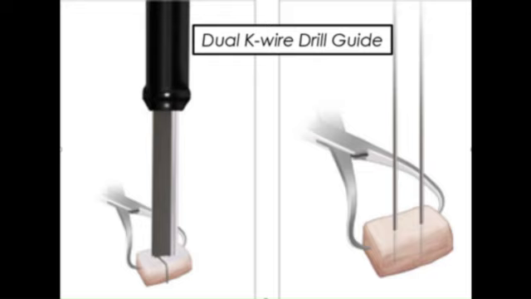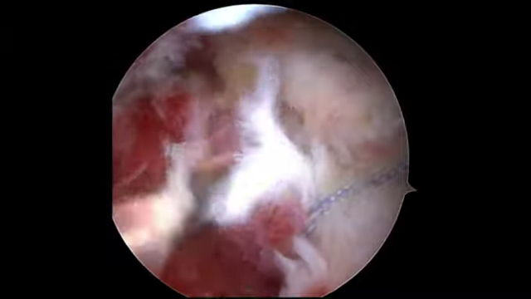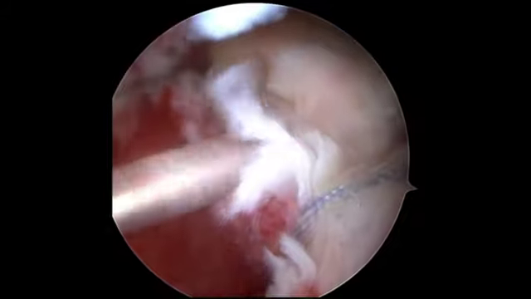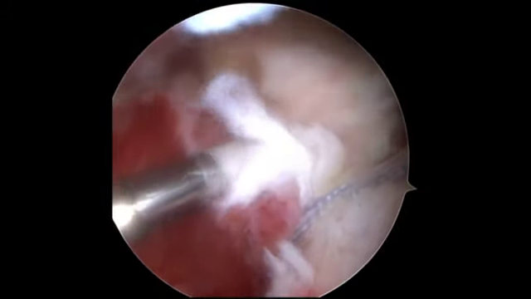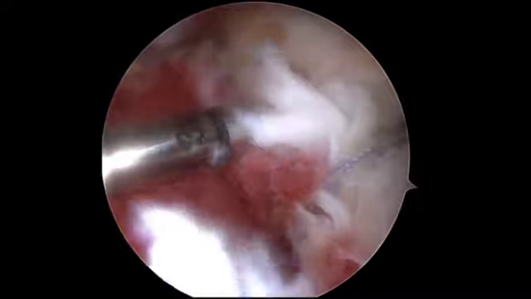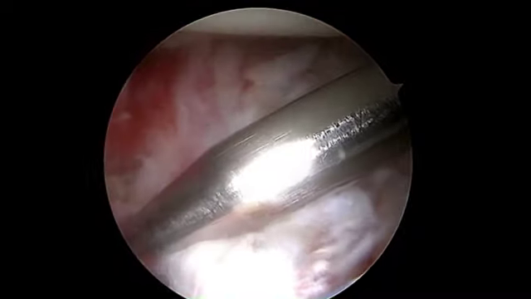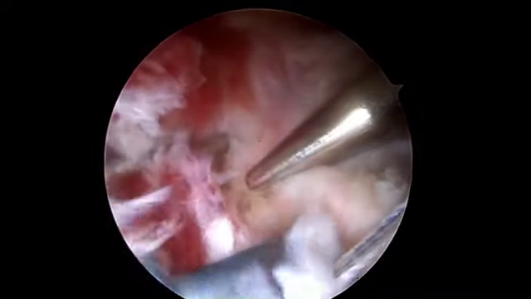Following this, 2 K-wires were passed. These were then over-drilled in a standard fashion. The measuring lengths on the drill were then used to measure appropriate screw length. While maintaining fragment position with a switching stick, the cannulated superior screw was placed.